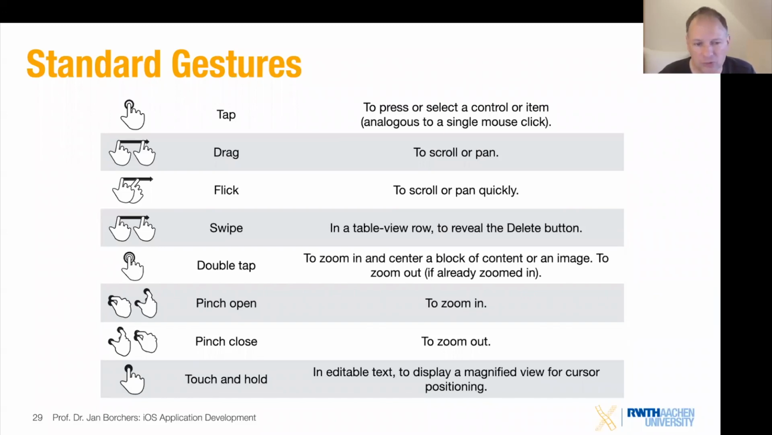And touching and holding should trigger things like, in editable text, for example, show a magnified view to position your cursor more precisely, or things like that. And that is actually also something that, over the years, has changed. And nowadays you can only do that when you touch and hold on the space bar, right? Then you get that cursor move.